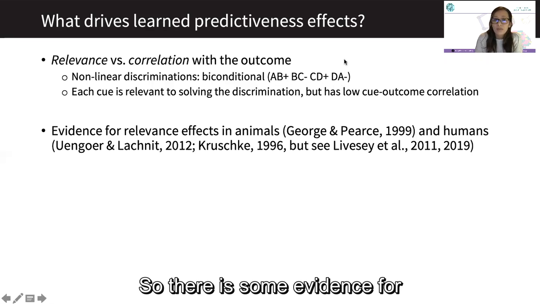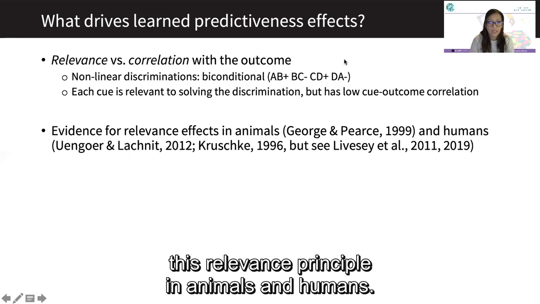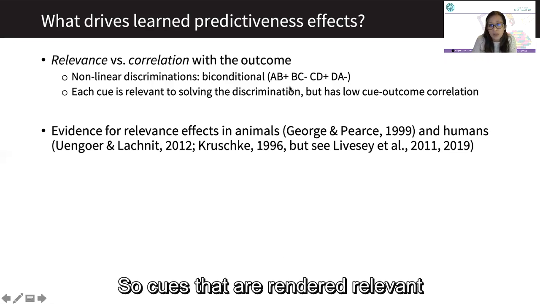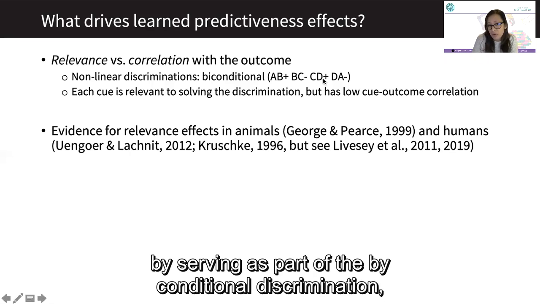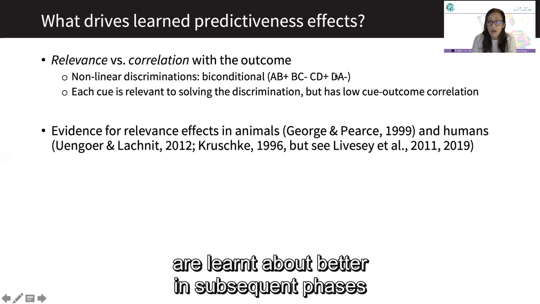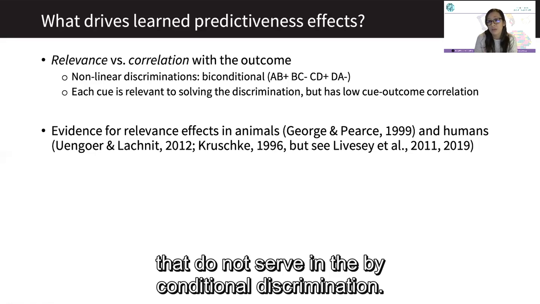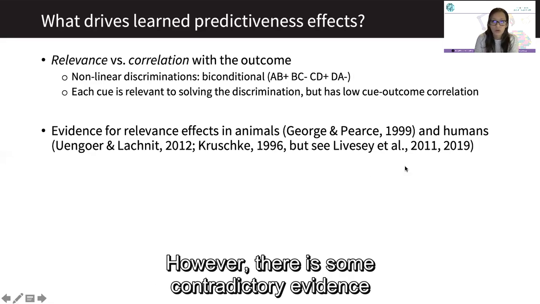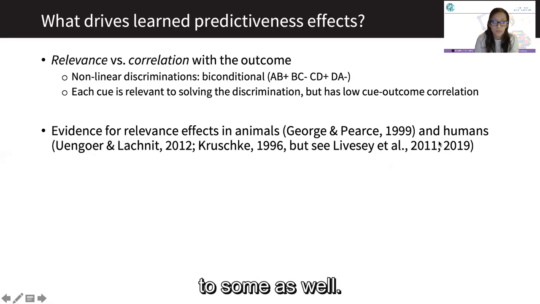So there is some evidence for this relevance principle in animals and humans. So cues that are rendered relevant by serving as part of the biconditional discrimination are learnt about better in subsequent phases compared to cues that are not relevant, that do not serve in the biconditional discrimination. However, there is some contradictory evidence as well.